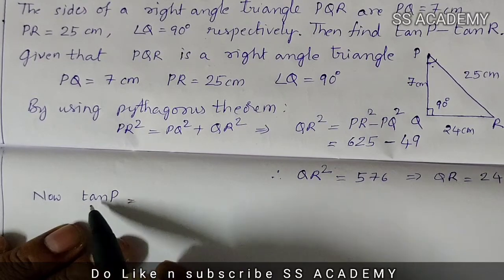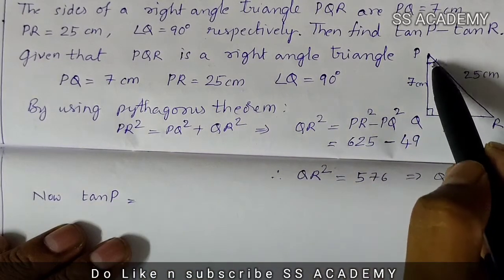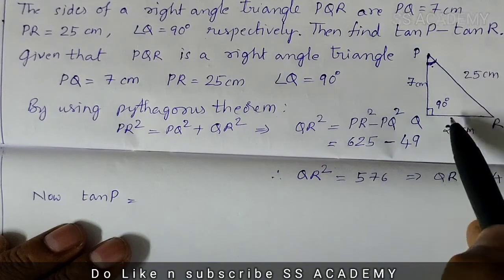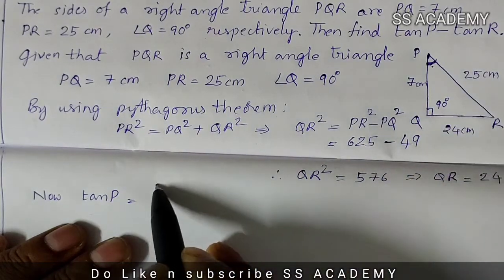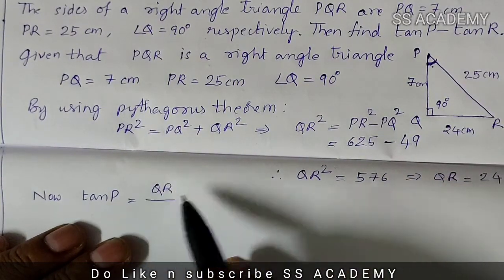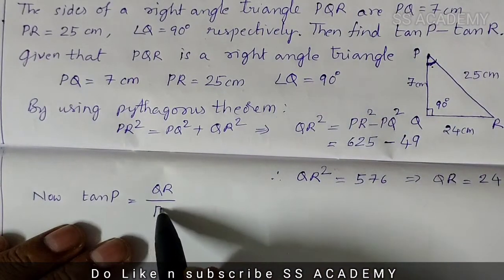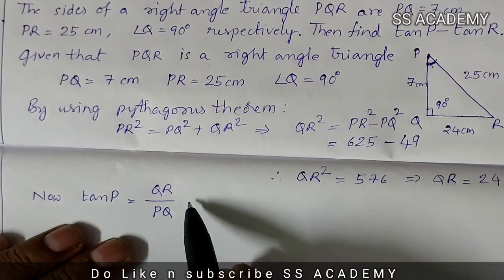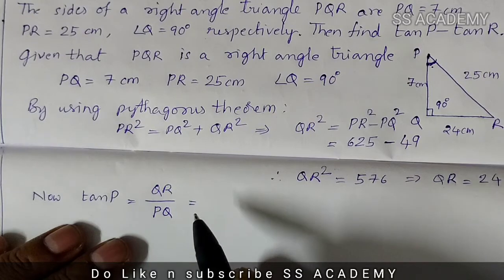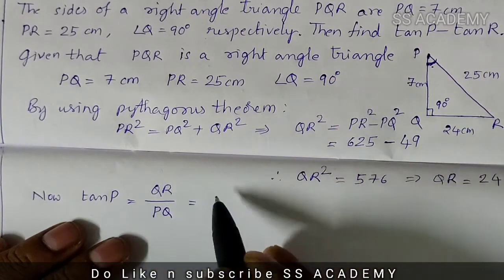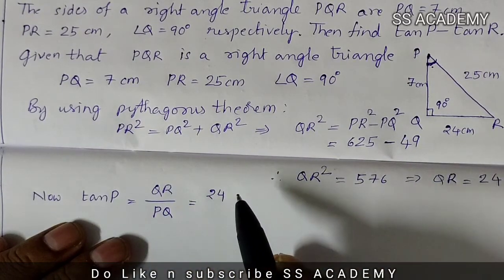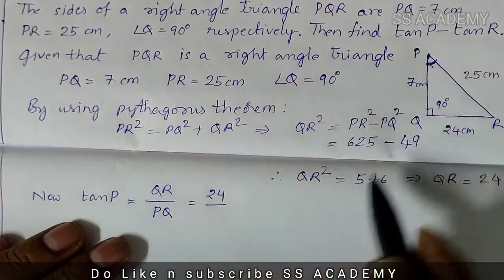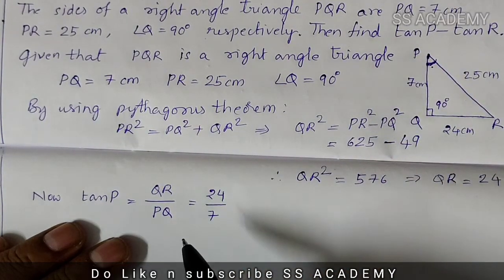Here it is given tan of angle P. If you take angle P into consideration, then QR would be the opposite side, and PQ would be the adjacent side. So QR by PQ is the formula for tan P. And what is QR here? QR equals 24 and PQ is 7.